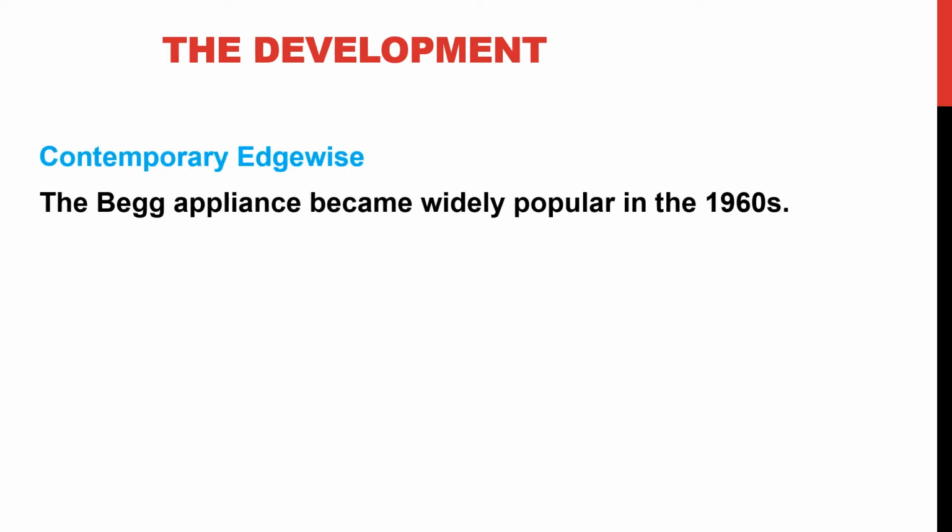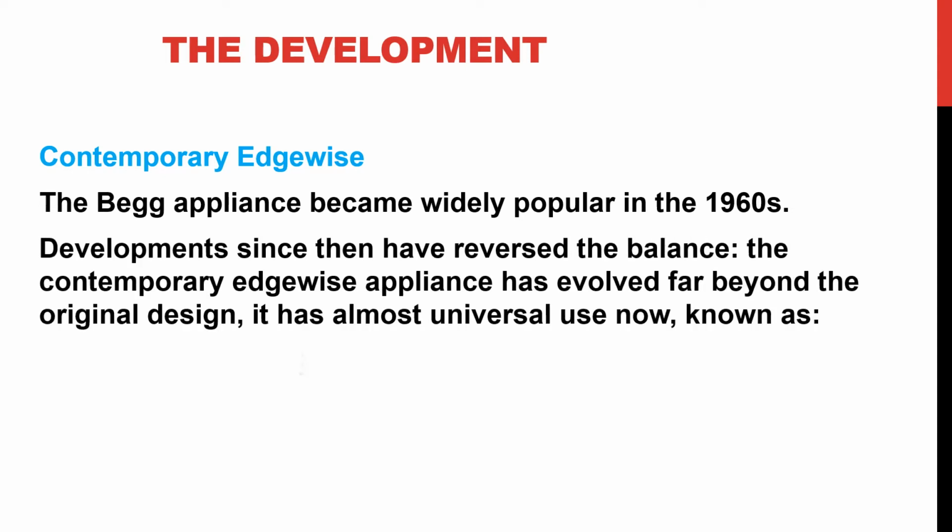The Begg appliance became widely popular in the 1960s because it was more efficient than the edgewise appliance of that era, in the sense that equivalent results could be produced with less investment of the clinician's time. Developments since then have reversed the balance. The contemporary edgewise appliance has evolved far beyond the original design. It has almost universal use now, which is known as the straight wire appliance.